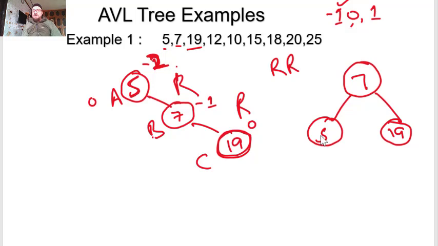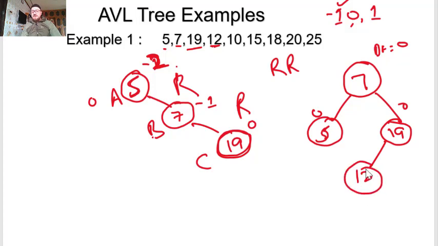If you see, the balance factor of 5 is 0, 0 minus 0; 19, 0 minus 0, 0; and 7, left subtree is 1, right subtree is 1, 1 minus 1 is 0, so it's perfect. Balance factor of this is 0, 0, and 0, so this is perfect. Okay, after 19 we get 12. So where will 12 go? 12 is greater than 7, so it has to go to the right, and 12 is lesser than 19, so 12 has to be here.